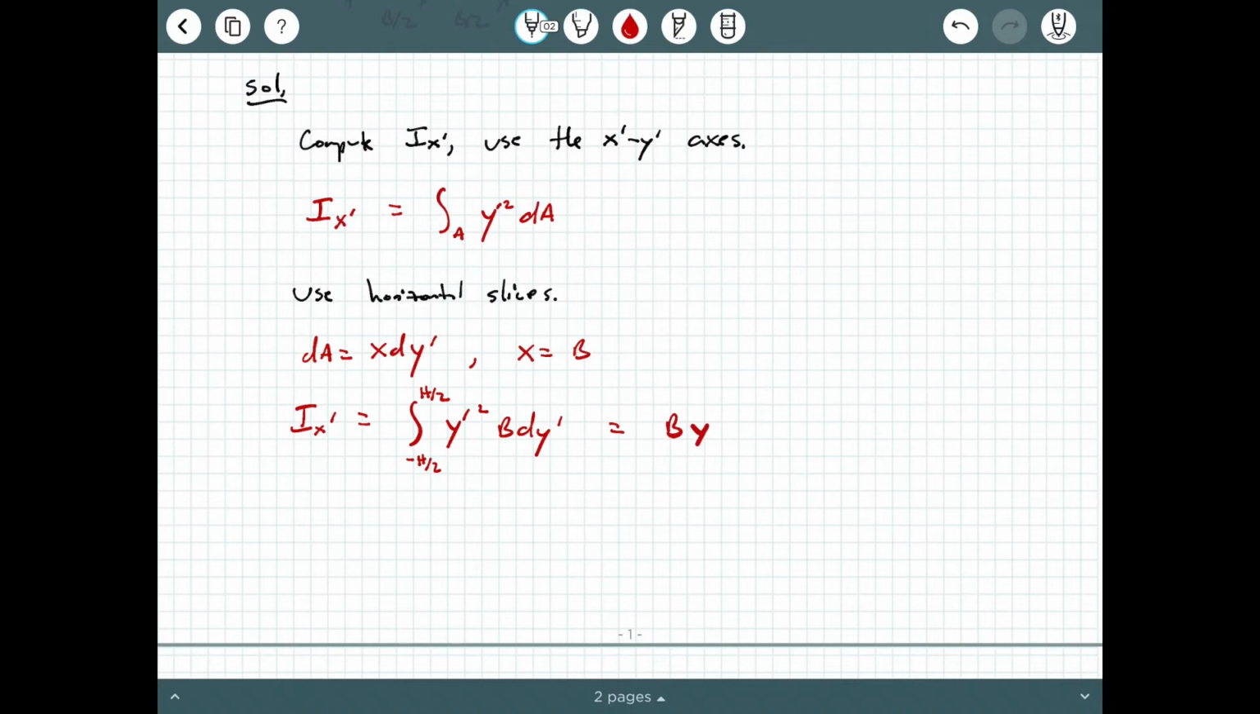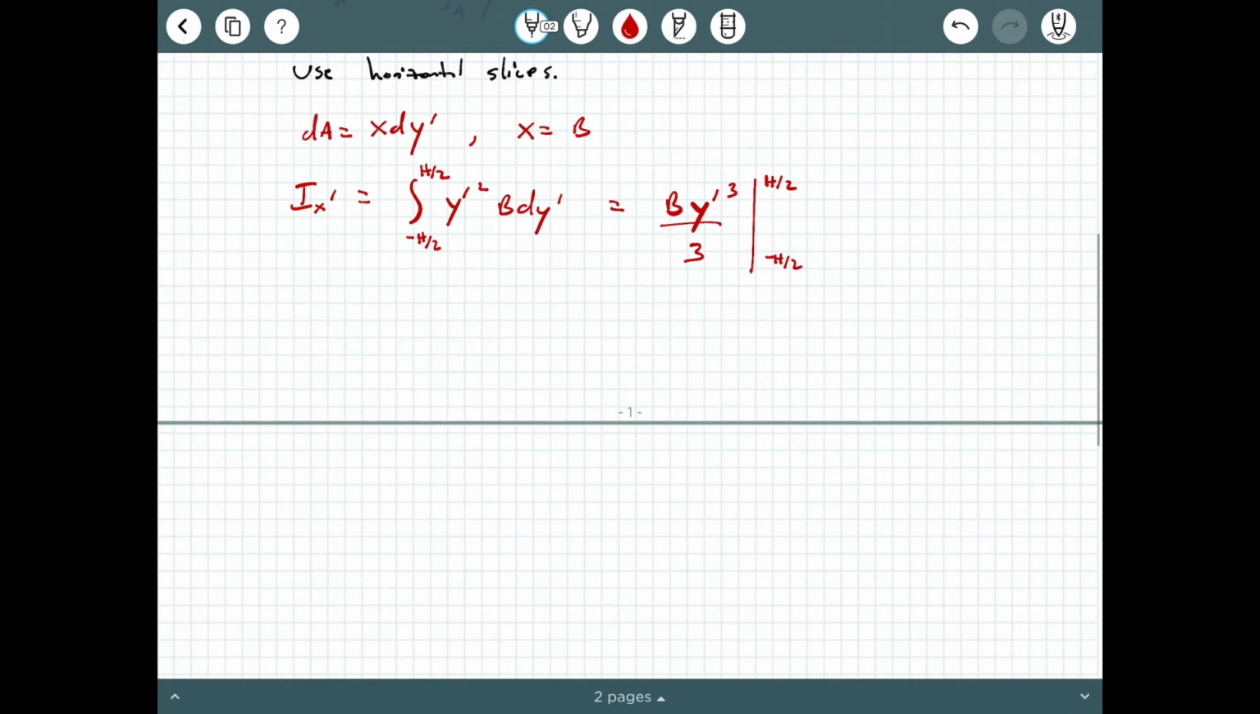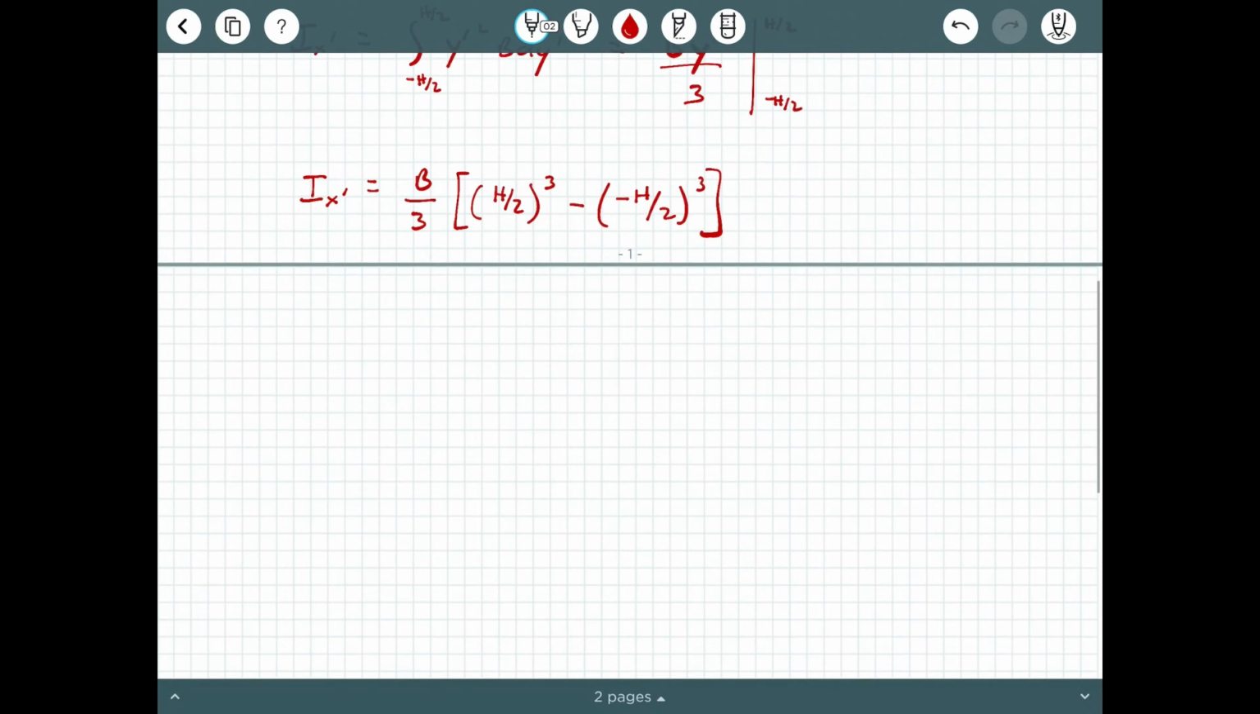We're going to end up with b times y prime cubed over 3, okay? And then we're evaluating from negative h over 2 to positive h over 2. So we're going to have to do upper limit minus lower limit. So we're going to say I sub x prime equals, and I'm just going to factor out this b over 3 to kind of get it out of the way. And we're going to have h over 2 cubed, and then we're going to have a minus negative h over 2 cubed. Again, upper limit minus lower limit. So let's punch this through.